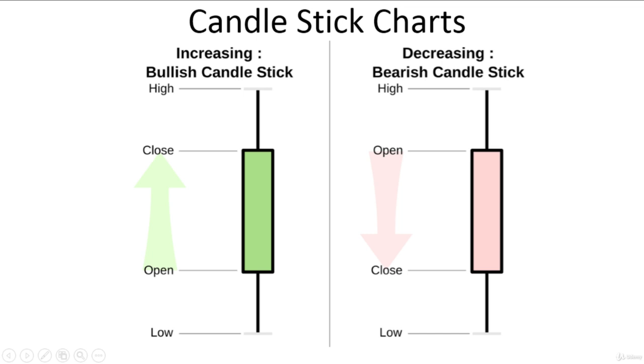On the right hand side, the close is less than the opening, which is shown by a red candle. The difference between opening and closing is called the real body, and the upper shadow and lower shadow are drawn above the real body or below the real body. Green candles show an increasing price movement, also called a bullish candlestick, and the red candle shows a decreasing price movement, which is a bearish candlestick pattern.